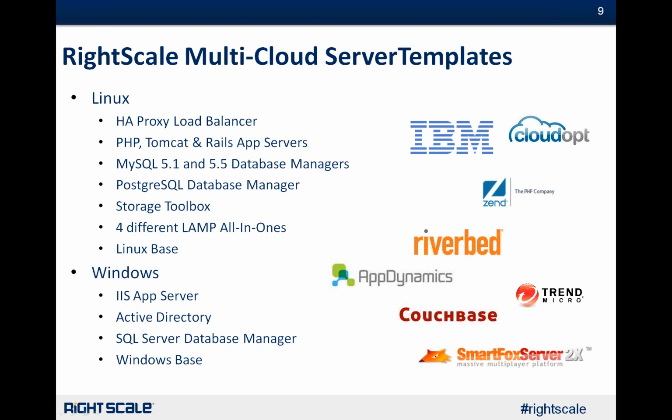So what are the RightScale supported multi-cloud server templates? RightScale has both Linux and Windows server templates, and I won't go through the list here on the left, but you can see them: load balancers, app servers, database managers, so quite extensive. These templates can be used as is, or right out of the box, or a lot of our customers use them as reference architectures. So if you need to build your own, if we're not supporting something that you have, you just pull up these and you can use them as a reference on how to build your own.